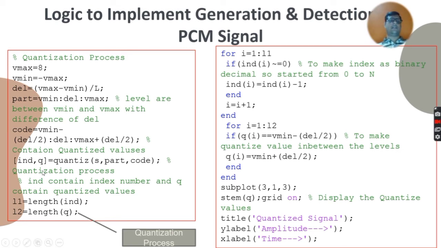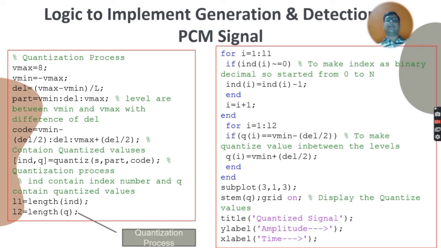So here also same thing. Ind q, then it is a quantized s part and code value. So code here we have given Vmin minus V del by 2, then del, then Vmax plus del by 2. Okay, then length you have to identify because the number of iterations we have to see.